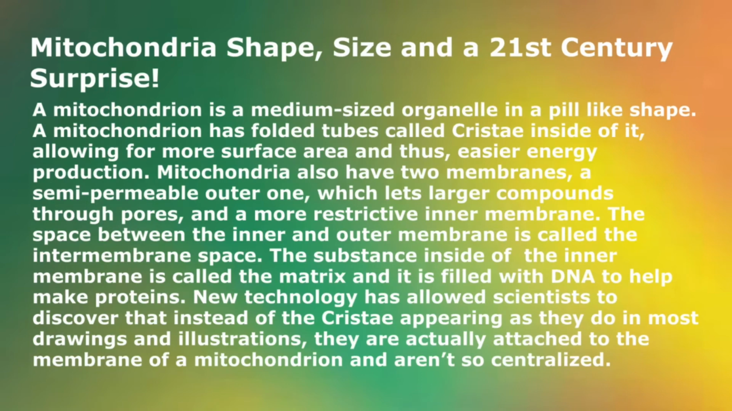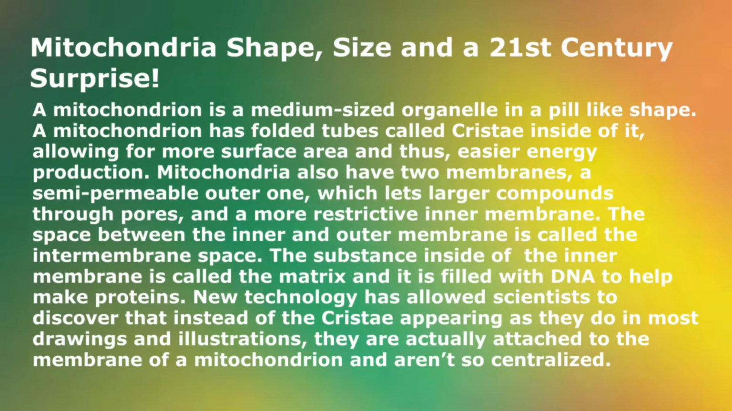Mitochondria shape, size, and a 21st century surprise. A mitochondrion is a medium-sized organelle with a pill-like shape. A mitochondrion has folded tubes called cristae inside of it, allowing for more surface area and thus easier energy production. Mitochondria also have two membranes, a semi-permeable outer one with pores, which lets larger compounds through, and a more restrictive inner membrane. The space between the inner and outer membrane, as I said earlier, is called the intermembrane space. The substance inside of the inner membrane is called the matrix. So the innermost part of the mitochondria is called the matrix. And similar to the nucleus, it's filled with DNA to help make proteins.